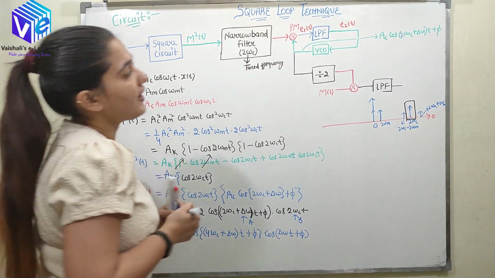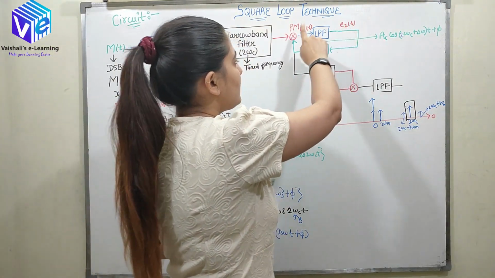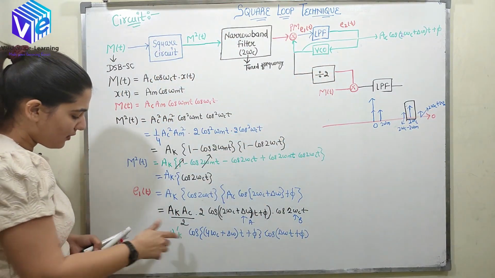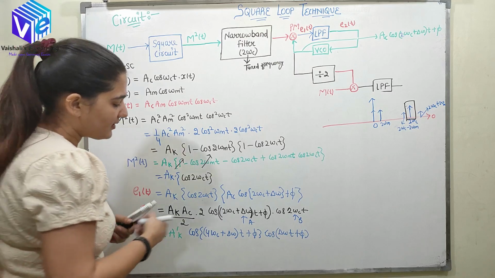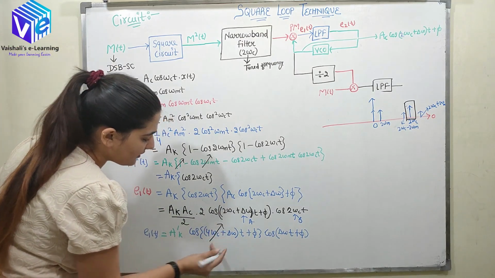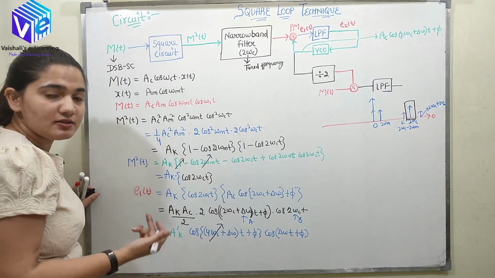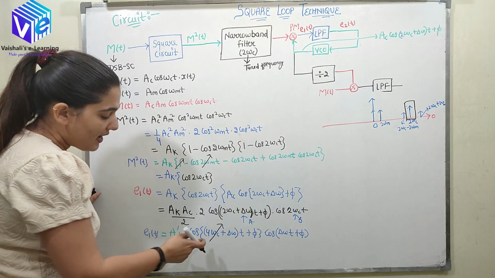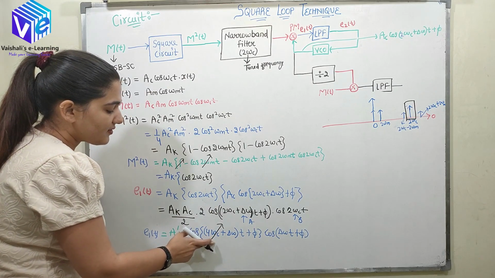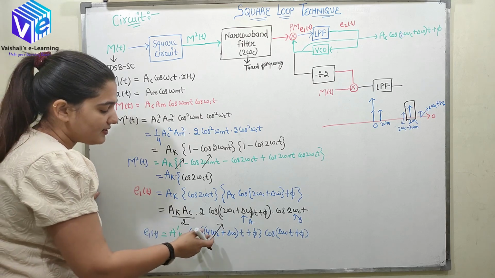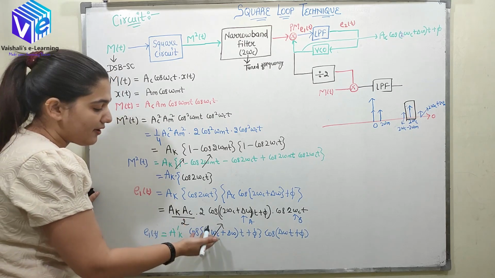Now I need to find E2t. E2t is the E1t signal passed through the low pass filter. Let's see what happens when this signal passes through the low pass filter. This is a high frequency signal, 4 omega c. You can understand that 4 omega c is a very high frequency. Omega c is itself a very high frequency, and when it is multiplied by 4, it is a higher frequency.